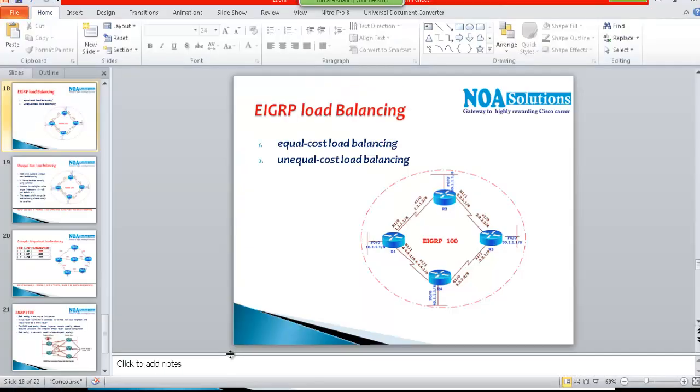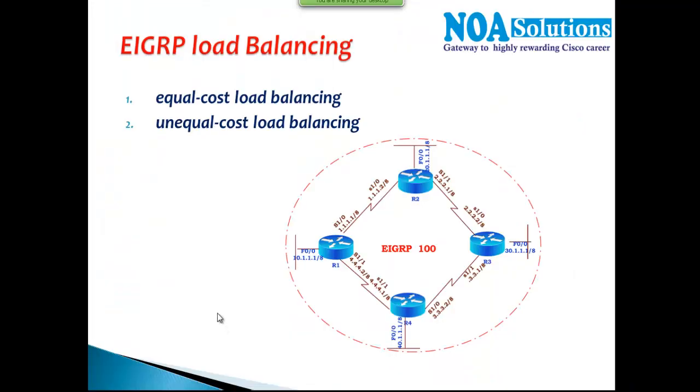By default, every protocol, not only EIGRP, it can be RIP also, if you are using EIGRP or OSPF, every protocol will do equal cost load balancing by default. You don't need to do anything. Whenever a router realizes that there are two possible routes with equal cost, it will do load balancing automatically. But if you want to do unequal cost load balancing, that is something you have to do manually. So let's try to understand how to do unequal load balancing in this scenario.